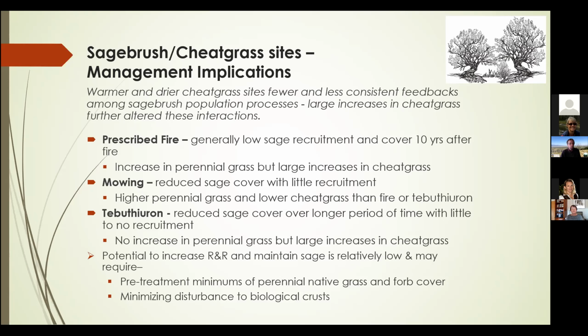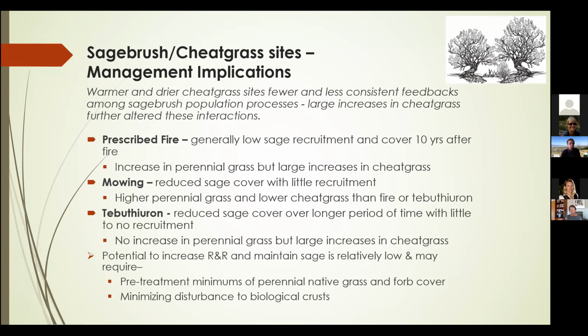Potential to increase resilience and resistance and maintain sagebrush cover is relatively low on these sites. However, it may be possible to rethink some of the requirements or some of the guidelines for conducting treatments on these types of sites. For example, it may be possible to use minimums of perennial native grass and forb cover to determine if these relatively low resilience and resistance sites should receive field treatments.